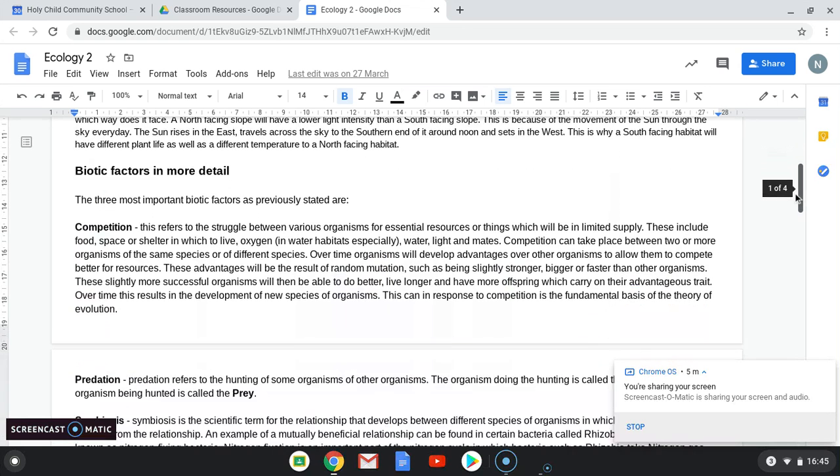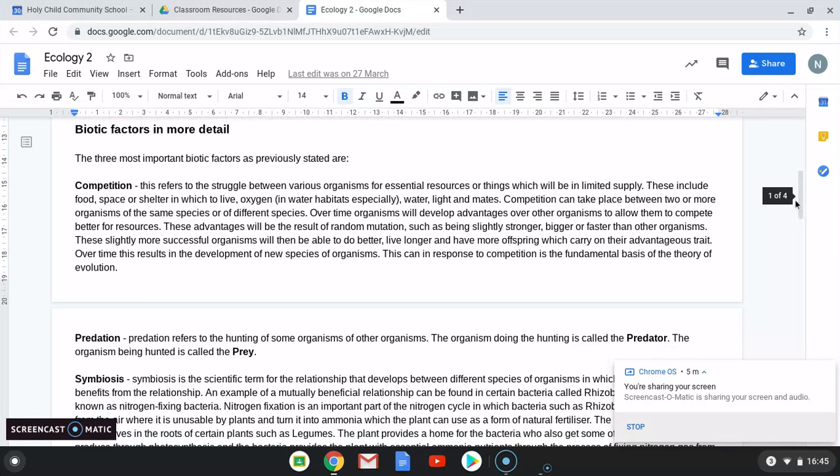Now let's look at our biotic factors in more detail. So biotic factors are living factors, so the impact of one organism on another. First we have competition, which is the struggle between various organisms for essential resources or things that would be in limited supply. Examples of such resources would be food, space or shelter in which to live, oxygen and water, especially in aquatic habitats, light, and mates for reproduction. Competition can take place between two or more organisms of the same species or organisms of different species. Obviously, two organisms of different species are not going to be competing for mates, but they could be competing for food, for shelter, for space.